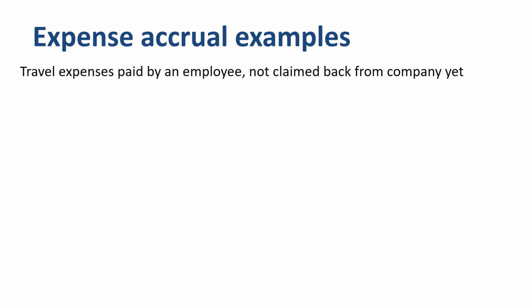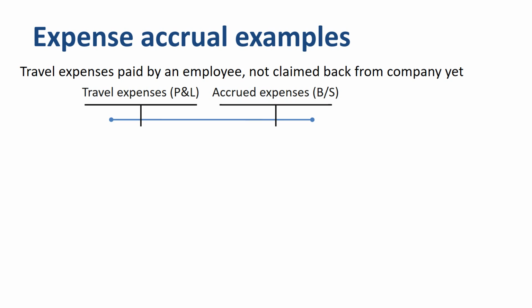Travel expenses that were paid by an employee out of their personal account and have not been claimed back from the company yet by the end of the accounting period. If the employee communicates in writing the nature and amount of the expenses to the finance department, then an accrual can be made to correctly state the cost for the period by debiting travel expenses in the profit and loss statement or income statement and crediting accrued expenses on the liability side of the balance sheet. When the employee then claims the travel expenses in the next period, no costs will be incurred in that period, as the amounts were already accrued for.